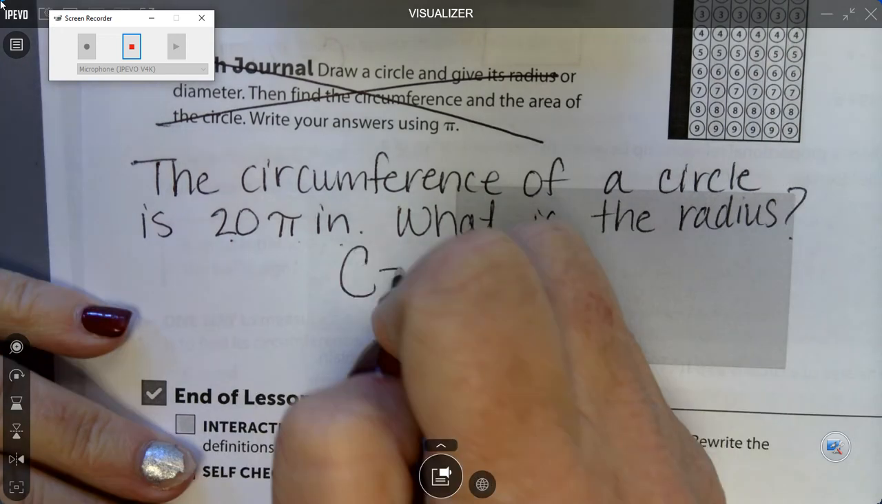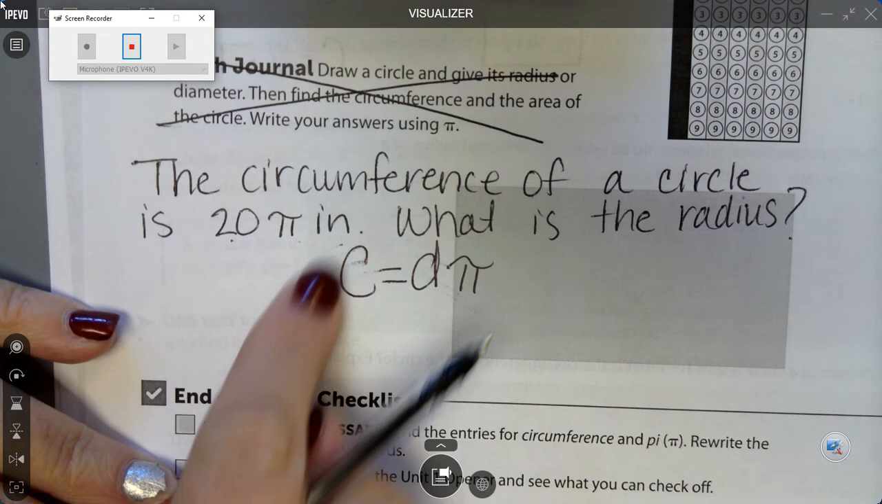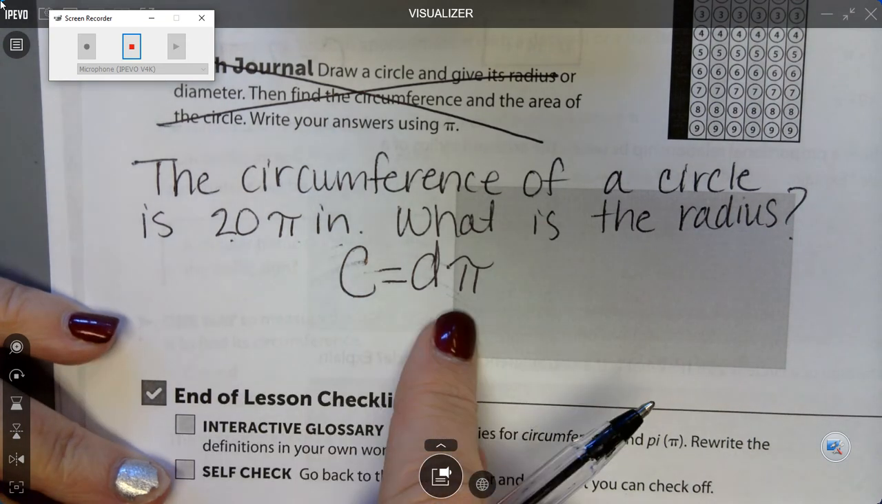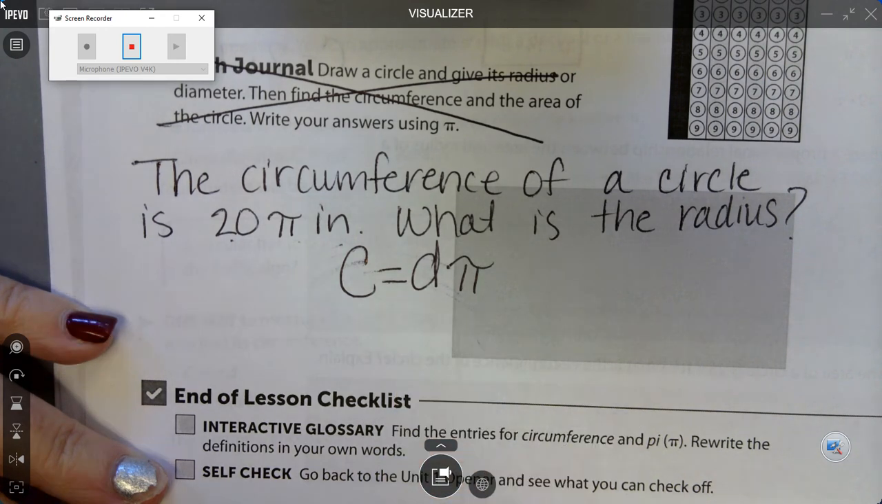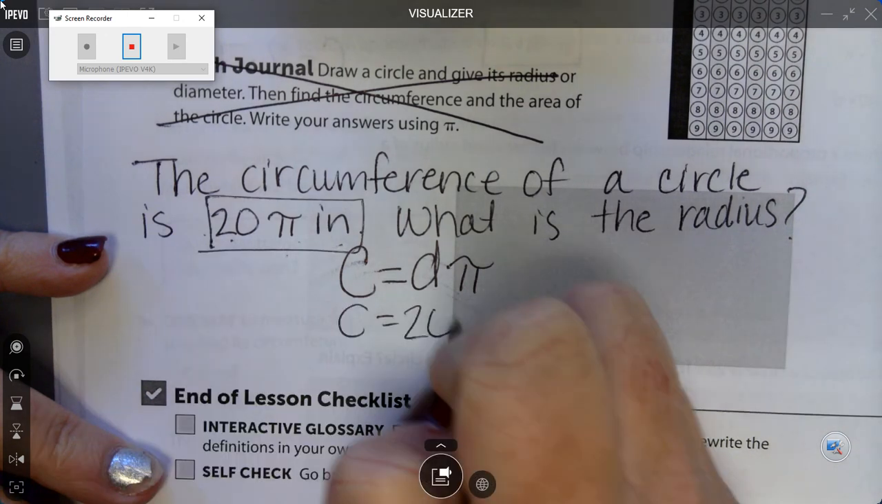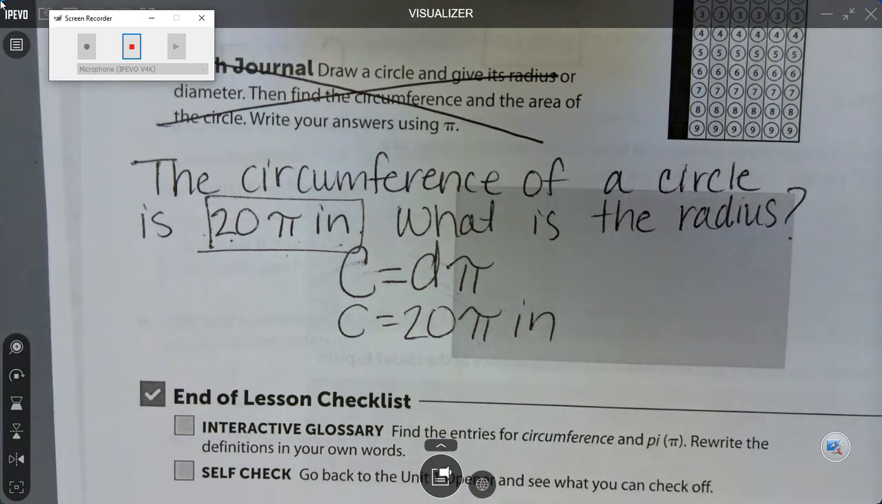Okay, just the generic one, right? Here's the generic formula. Okay, now in the problem it says the circumference is this. So what? 20 pi inches. So I'm going to write that down.